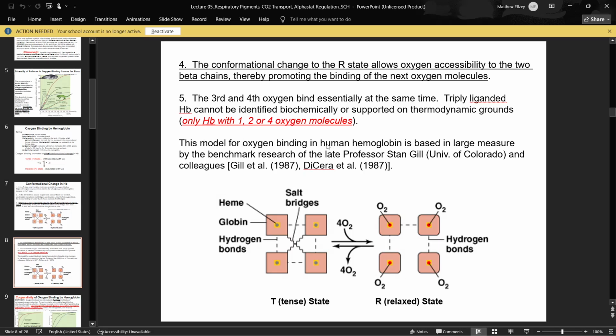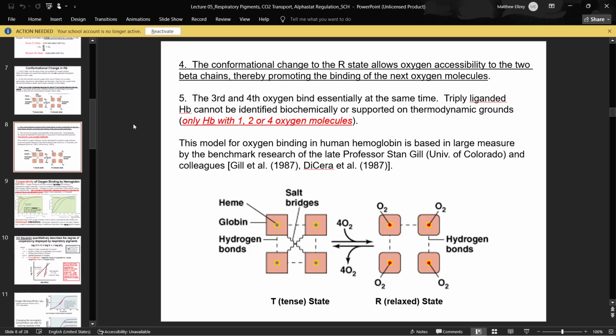And this model for oxygen binding in human hemoglobin is based in a large measure on the benchmark research by the late Professor Stan Gill. Yeah, you can go ahead and look up this paper if you want. It can maybe clarify some things or maybe confuse you more. So whatever you think. So that is the hemoglobin binding, the chemical structure, this explanation for what comes later in these curves.